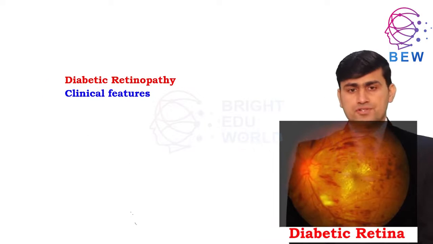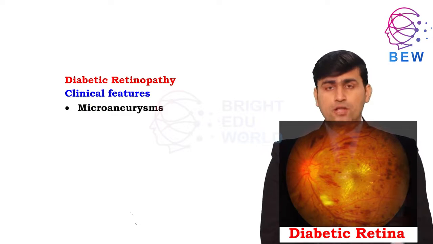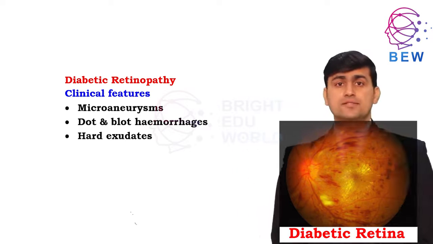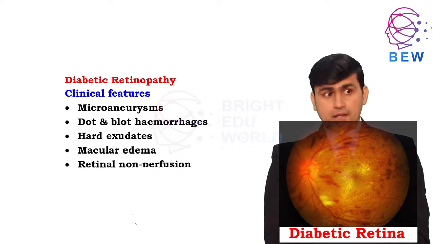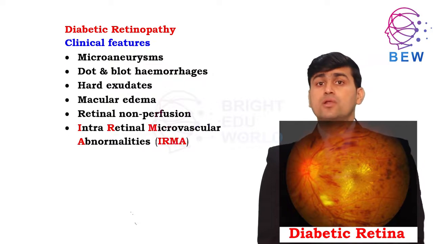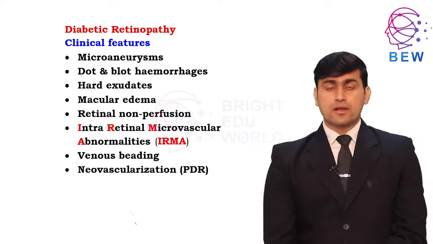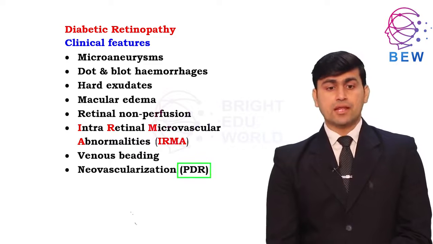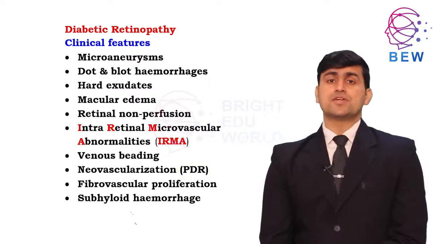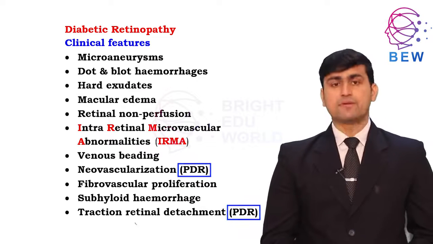Now, what are the clinical features of diabetic retinopathy? So these are microaneurysms, dot and blot hemorrhages, which are deep hemorrhages, then hard exudates, macular edema, retinal non-perfusion, which is seen on the fundus fluorescein angiography, intraretinal microvascular abnormalities or IRMA, then venous beading, then neovascularization, mainly in cases of proliferative diabetic retinopathy, then fibrovascular proliferation into the vitreous, subhyaloid hemorrhage and tractional RD or tractional retinal detachment, again in cases of proliferative diabetic retinopathy.